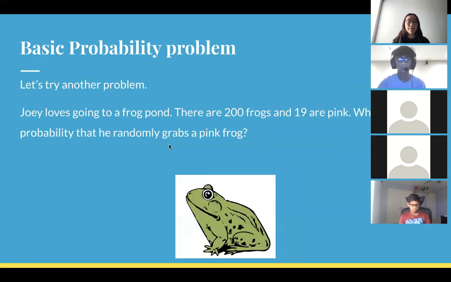Okay, so we're going to try another problem. Joey loves going to a frog pond. There are 200 frogs and 19 frogs are pink. So what is the probability that if he randomly grabs a frog, it's going to be a pink frog?